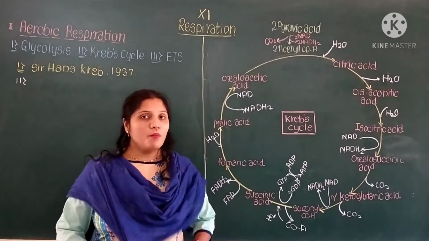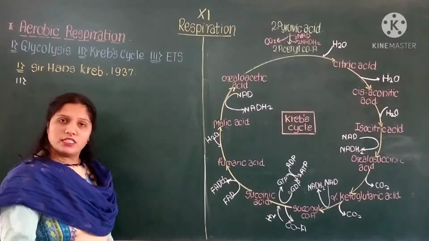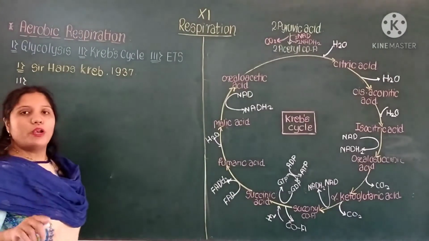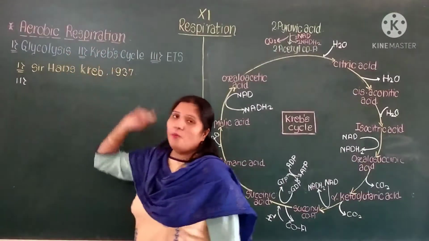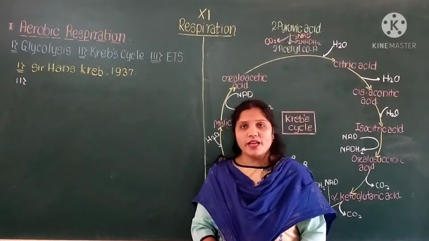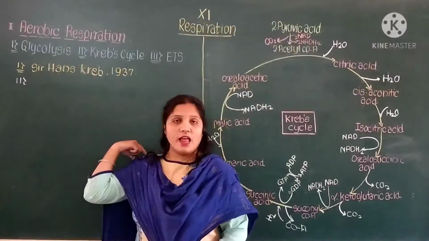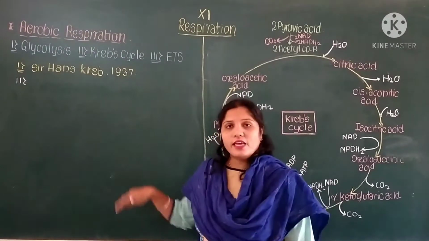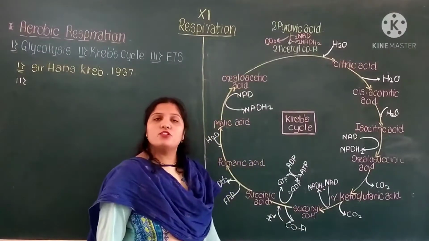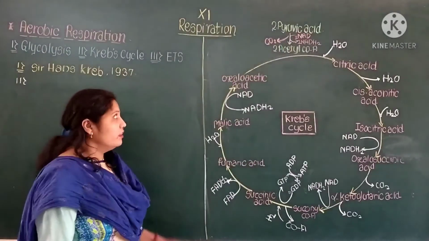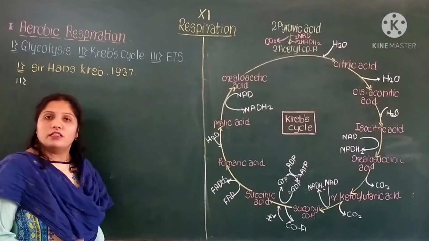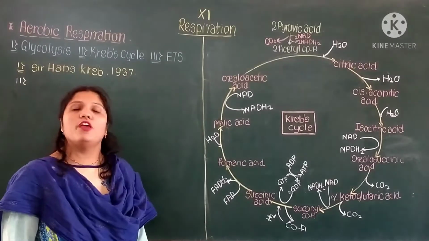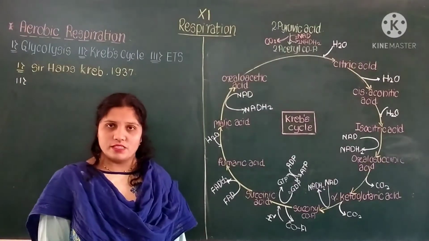Now, let's study about the Krebs cycle, which is the second important step of aerobic respiration. This Krebs cycle was discovered by the scientist Sir Hans Krebs in 1937. That's why it is known as the Krebs cycle. He discovered this cycle in the pigeon's muscle. For his discovery, he got the Nobel Prize in 1957.